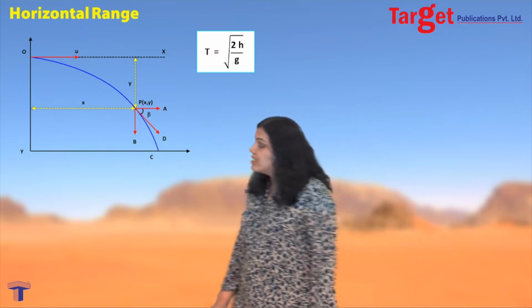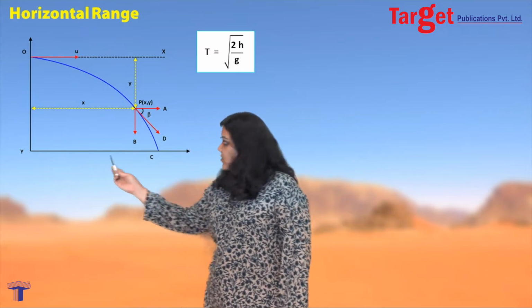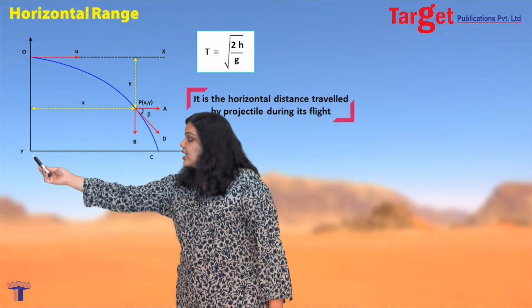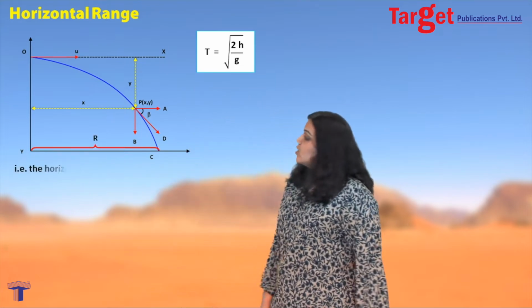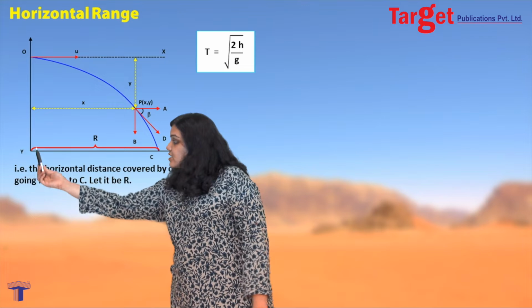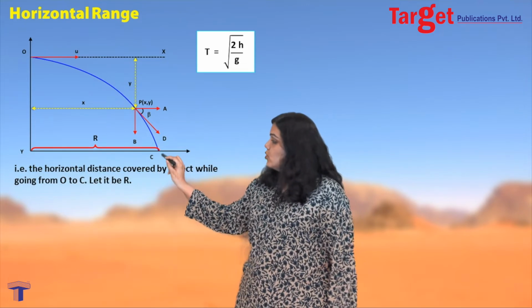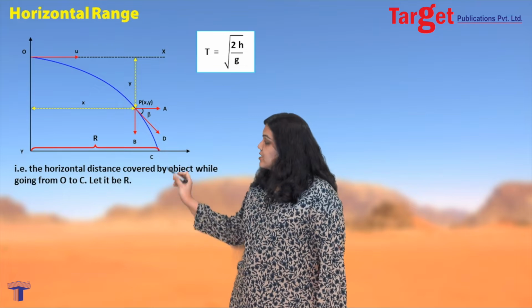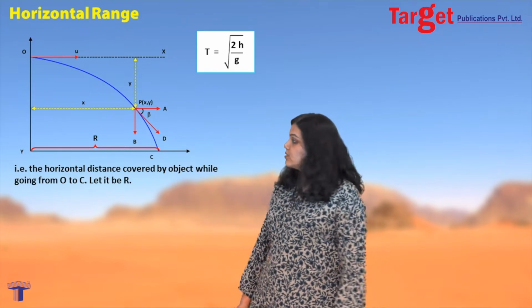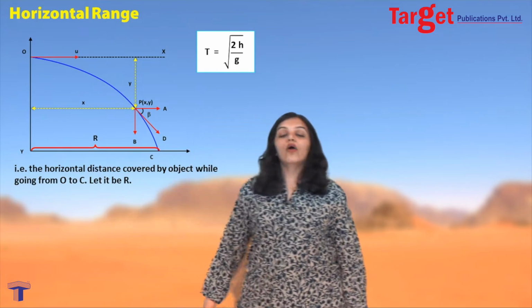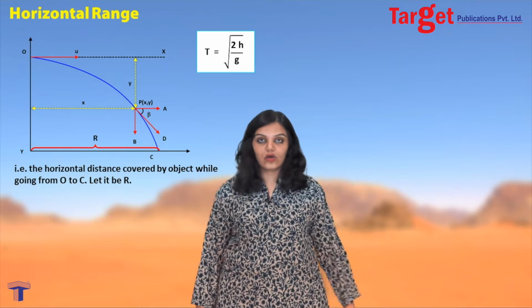And therefore now you must understand that horizontal range in this diagram will be indicated by this distance. So I will say that horizontal distance is nothing but the distance covered from this point to this point, that is to the point C. And this is nothing but the horizontal range. Now, how do I find the value for this horizontal range?